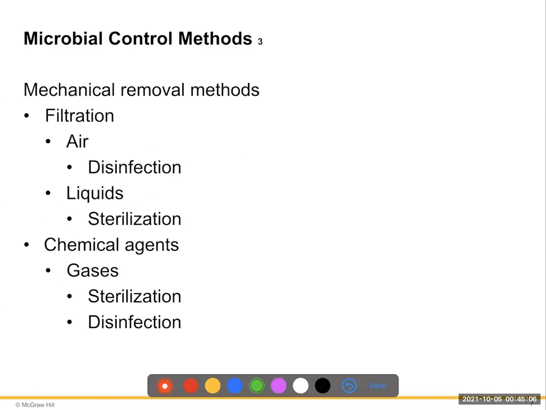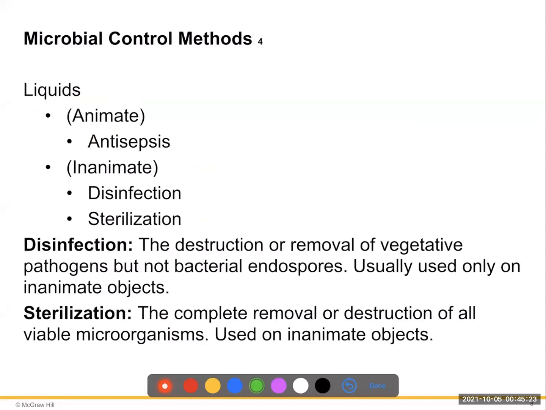So mechanical removal methods. How do we remove the microbe? First of all, filtration, we filter it out. We can filter air for disinfection. We can filter liquids for sterilization. Okay. Chemical agents: gases for sterilization and disinfection. Liquids, for animate and inanimate surfaces. For animate, we use antisepsis. For inanimate, disinfection and sterilization.